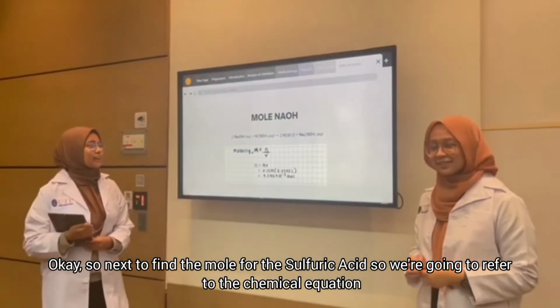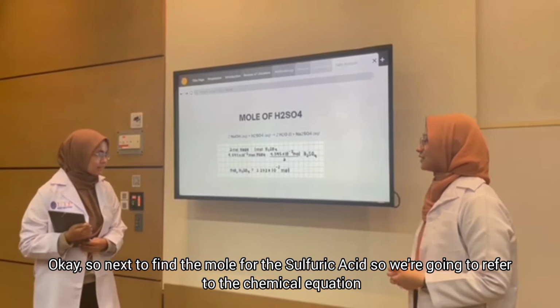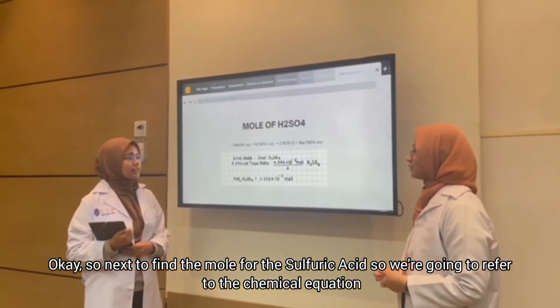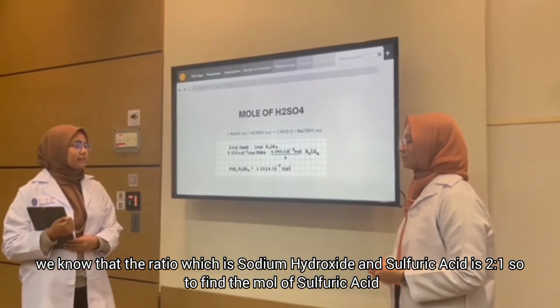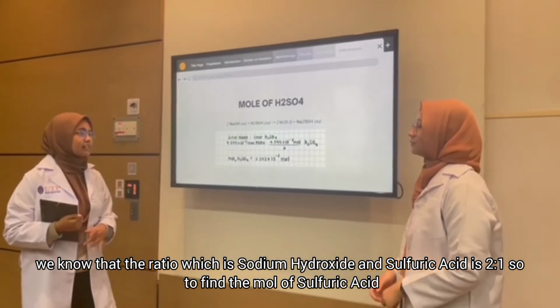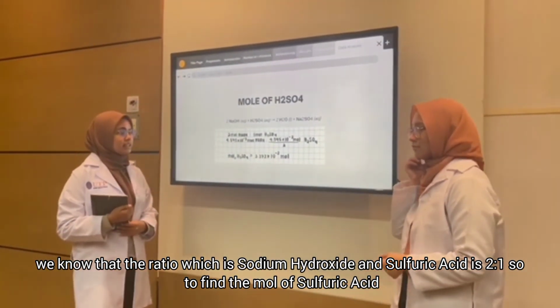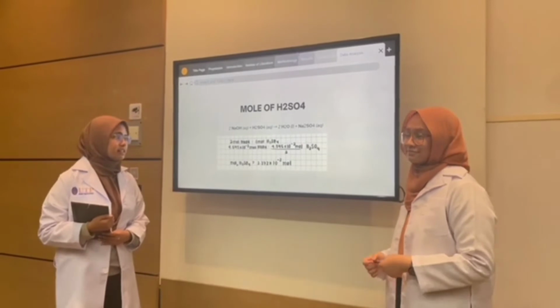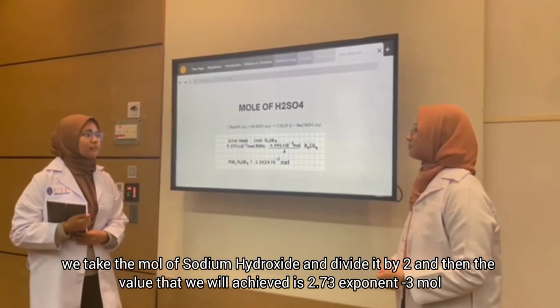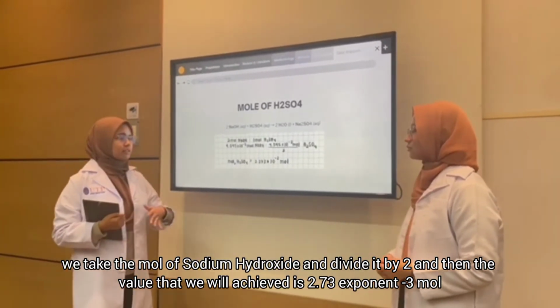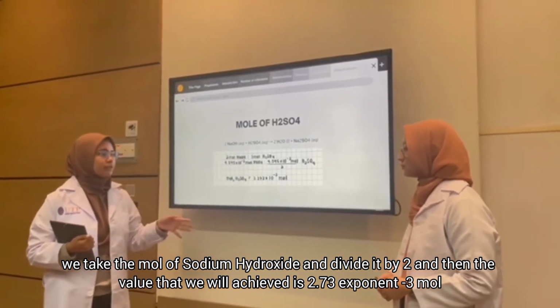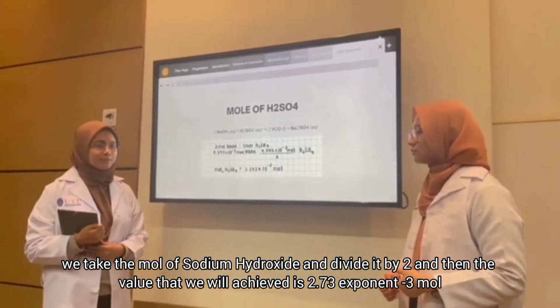Okay, so next we're going to find the moles of sulfuric acid. We refer to the chemical equation. We know that the ratio between sodium hydroxide and sulfuric acid is 2:1. So to find the moles of sulfuric acid, we take the moles of sodium hydroxide and divide by 2, and the value that we achieve is 2.273 exponent negative 3 mole.